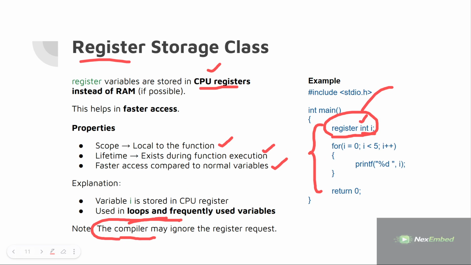We can't always give assurance that this register int will be stored in the CPU registers. It's solely dependent upon the compiler. If the compiler ignores it, it won't get the CPU registers. Okay, this is about the second storage class.